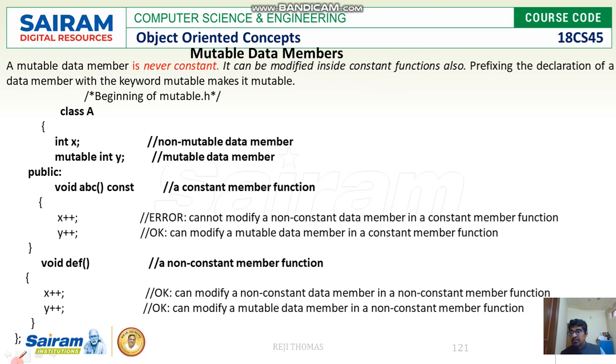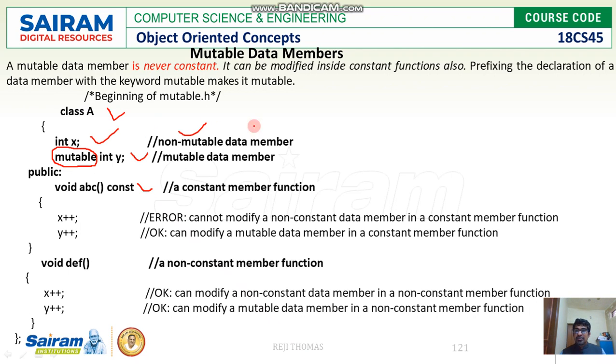by which even the constant function can change its value. So look at the class again. We have a class A with two members. One is int x, the other one is int y, and we added a keyword before int y which is mutable. So the first one is non-mutable by default, and the second data member is mutable, and we have a function called abc which is const. What does it mean? Abc is a function which is constant, and the meaning is this function cannot change the value of data members. Now let us see how we are going to even change the values.